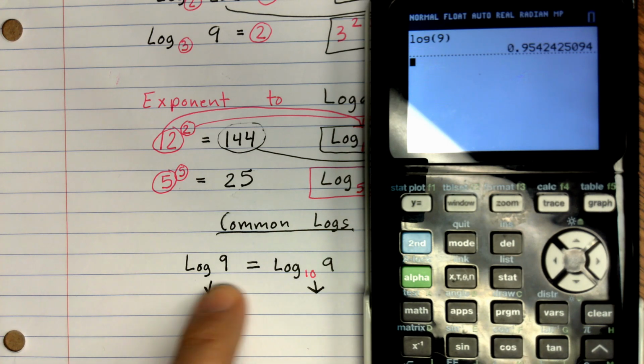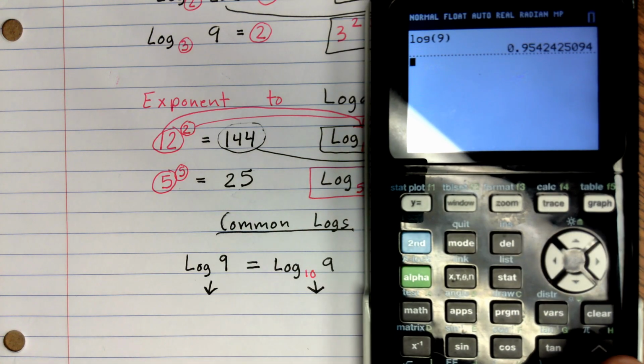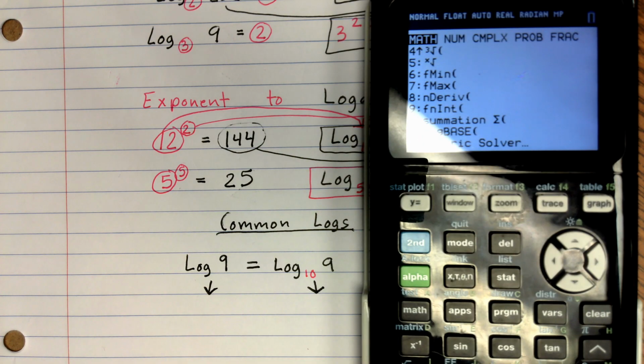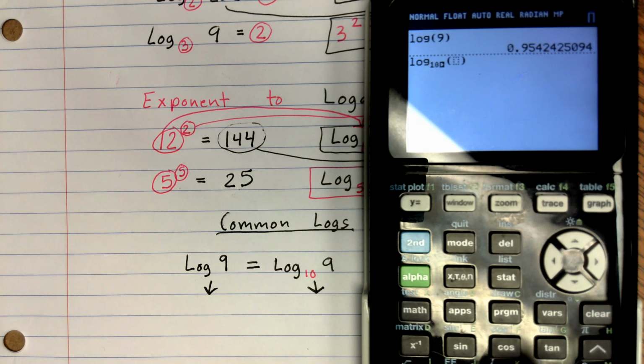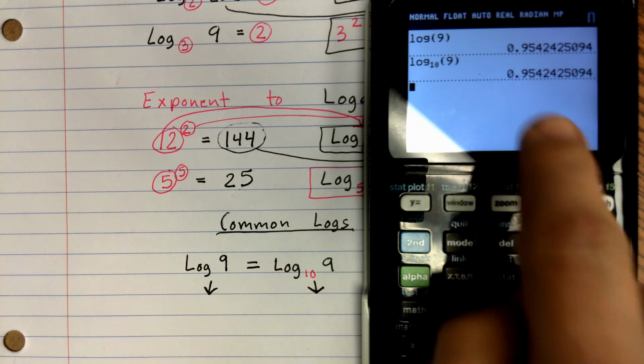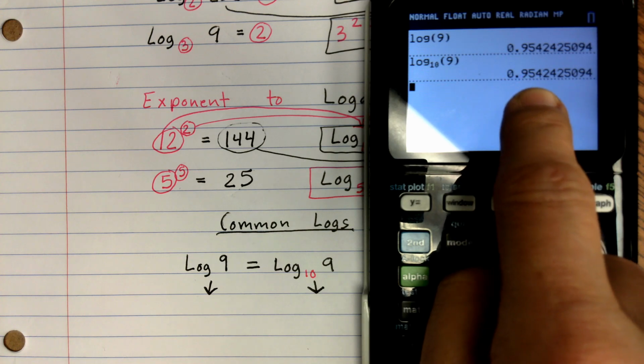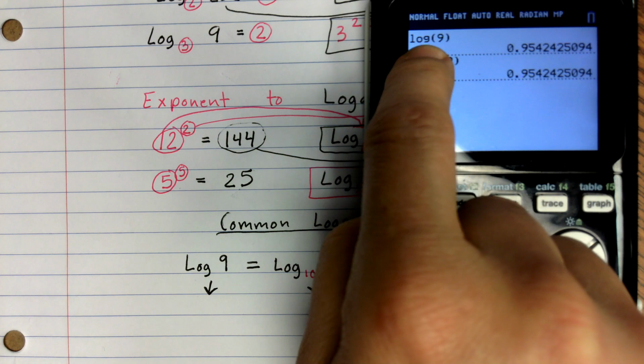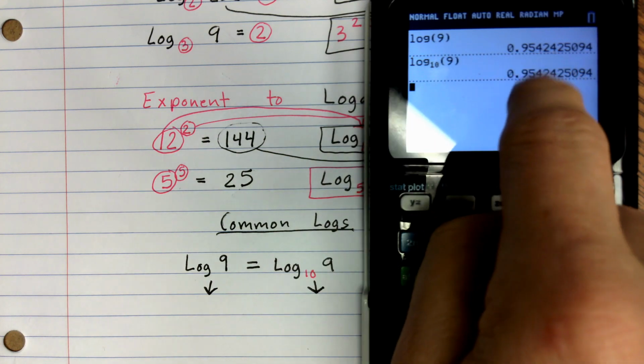Now I'm just going to type this in. We saw log 9 is 0.954. I'm going to hit math and go up to log base, where I can put my base in. I'm going to type in a base of 10, then a 9, and hit enter, and you'll notice that it gives me the exact same answer. So whether I put that base of 10 in there or leave it off and just use log 9, you're going to get the same value.